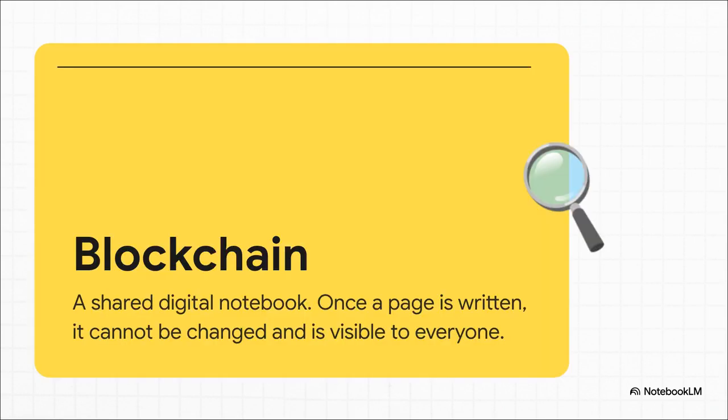So, here's the fundamental concept. A blockchain is basically just a shared digital notebook. Imagine a whole group of people, and every single one of them has an identical copy of the same book. When a new page is added, boom, it gets added to everyone's copy at the exact same time. But here's the most important rule, the real magic trick. Once a page is written, it's sealed. You can't erase it, you can't tear it out, it becomes a permanent, shared record of the truth for everyone.